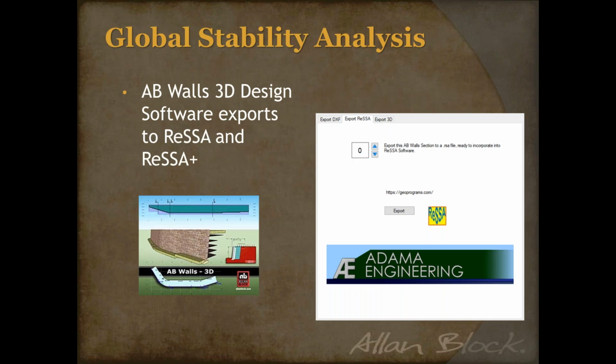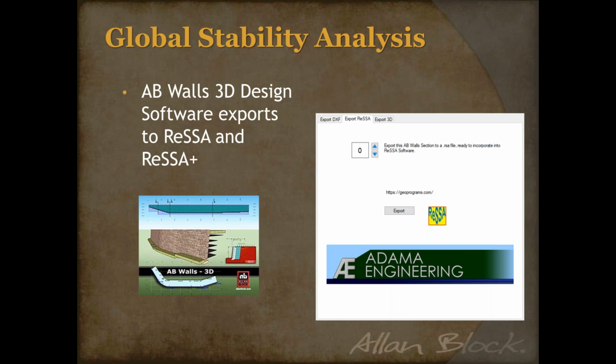All right. So AB Walls, I've kind of mentioned our design software a lot. It does not do global stability. It does do ICS, which is pretty darn close, but it doesn't do global. There's plenty of global stability softwares out there. One particular one is RISA.